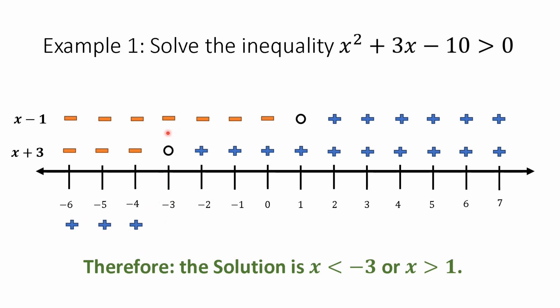Next, negative times 0, that would be 0. Negative times positive will be negative. Therefore, this would be negative. Here, at 1, it would be 0 as well. And then positive times positive, that's positive.